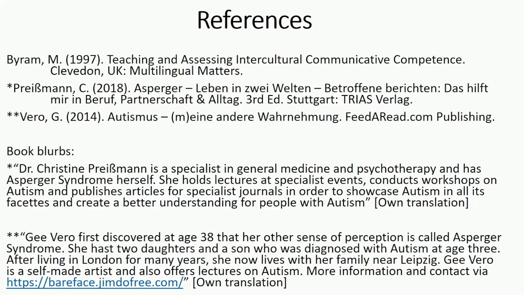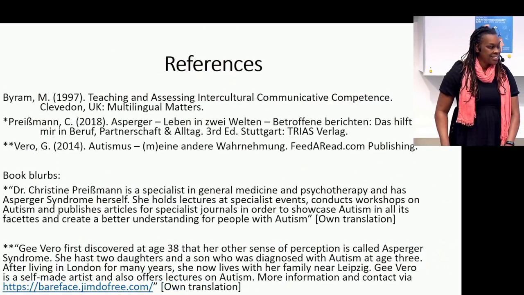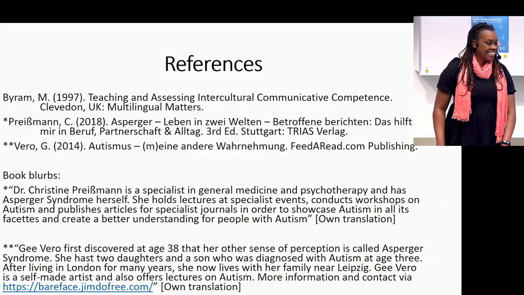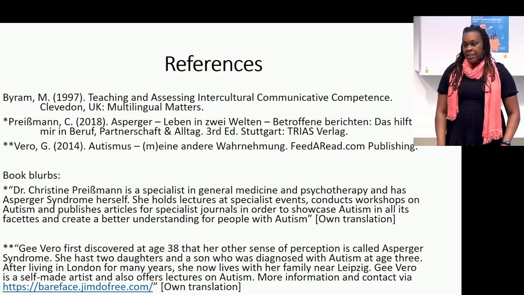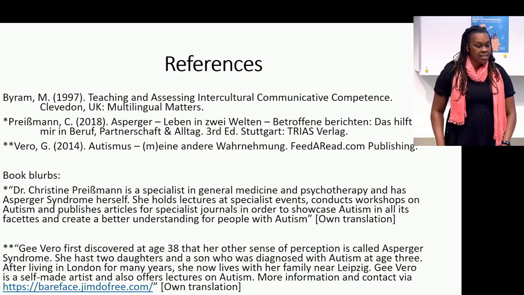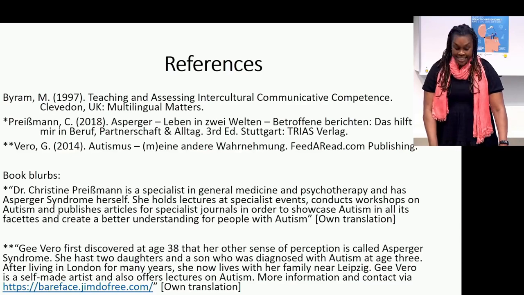Vero's, G's, her first name is G, Vero's book, which she brought out in 2014 called Autism, Meine andere Wahrnehmung. And her story is very special because she only discovered that she was Asperger when she was already 38. She's married and she has 3 children. So it gave her husband, according to him, whew, now I understand everything. She talks about the diagnosis being something that helped her as well to recognize her success and not to have measured herself by NT standards.